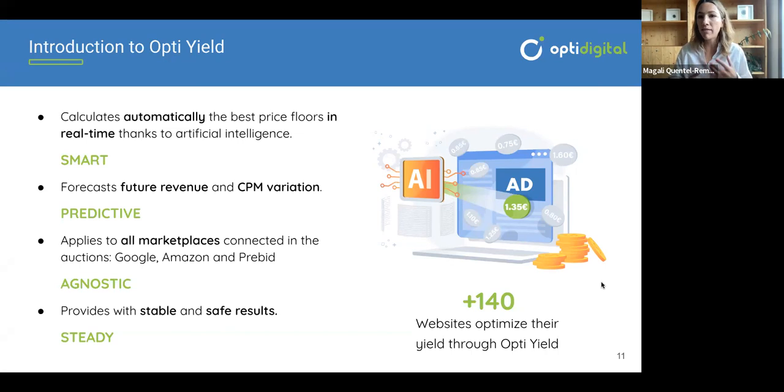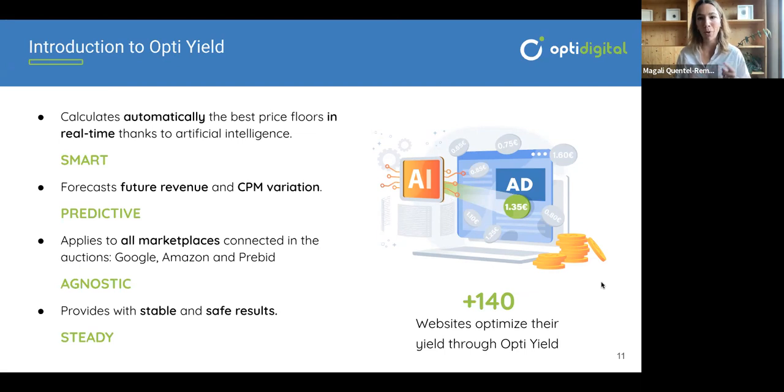The more data you can give to the tool, the more relevant the prices are going to be, and also the more granular. So we are going to be able to forecast revenue and the value for each impression in a predictive way. One thing which is important philosophically, but also in terms of results, is that it's an agnostic solution. In the end, after calculating the prices, we inject them and we send them through the bid request to each and every player involved in the auctions.